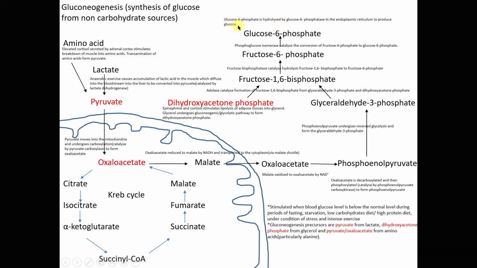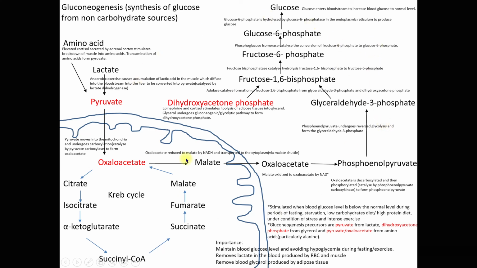Next, glucose 6-phosphate will be hydrolyzed by glucose 6-phosphatase in the endoplasmic reticulum to form glucose. Then this glucose will enter the bloodstream to increase blood glucose level to the normal level. Right?